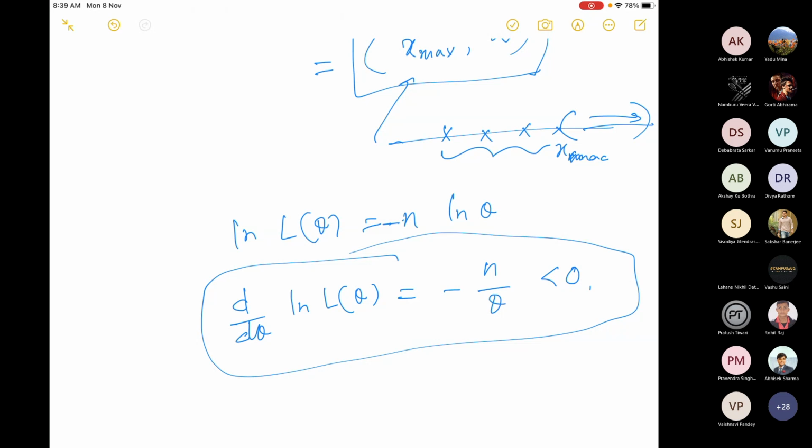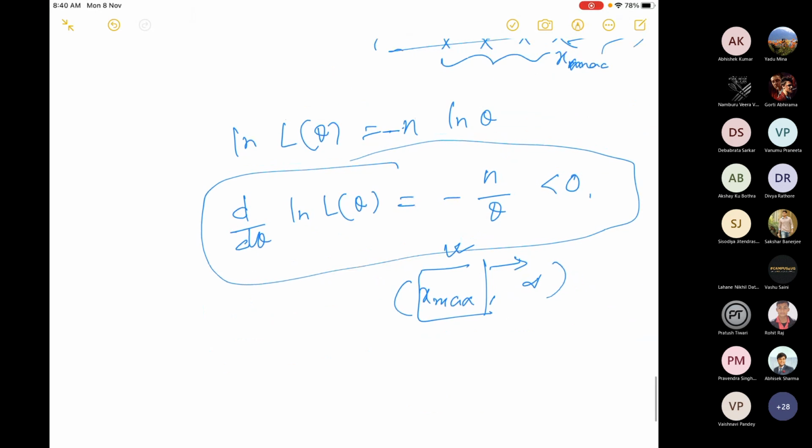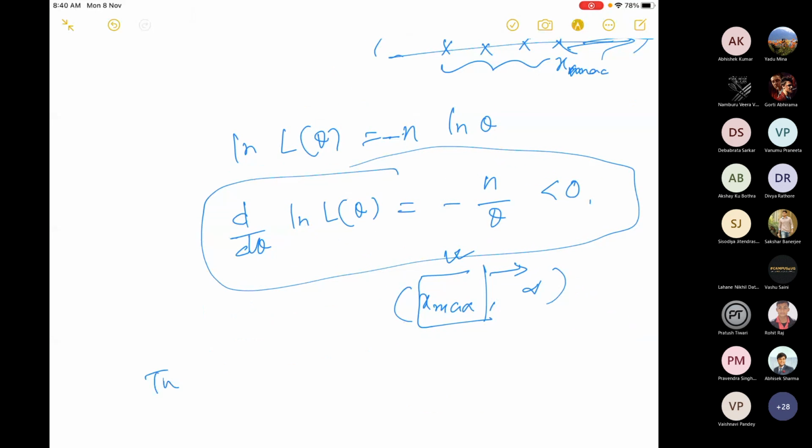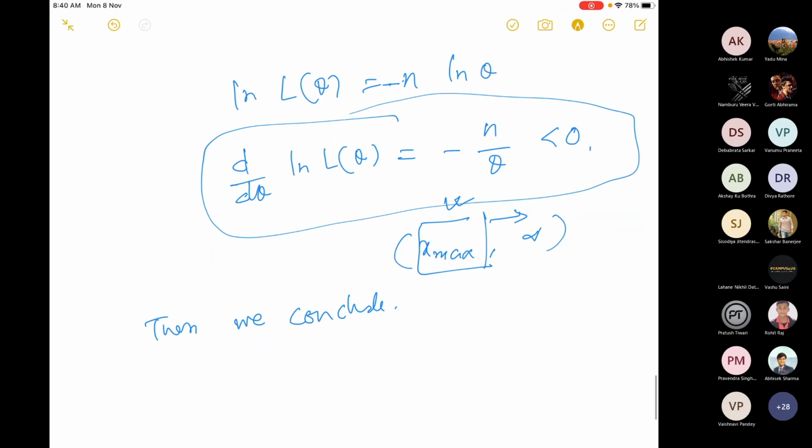So then what will happen? The domain is x max to infinity. It is a decreasing function, so the maximum value will occur at the left end, because if you go beyond this point the value will decrease. So the maximum can only be obtained at this particular value. So I conclude from this observation that theta hat is equal to X(n).